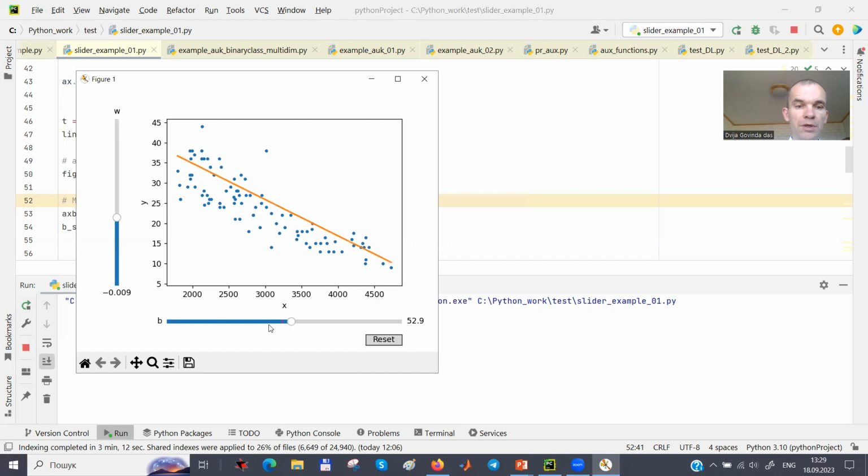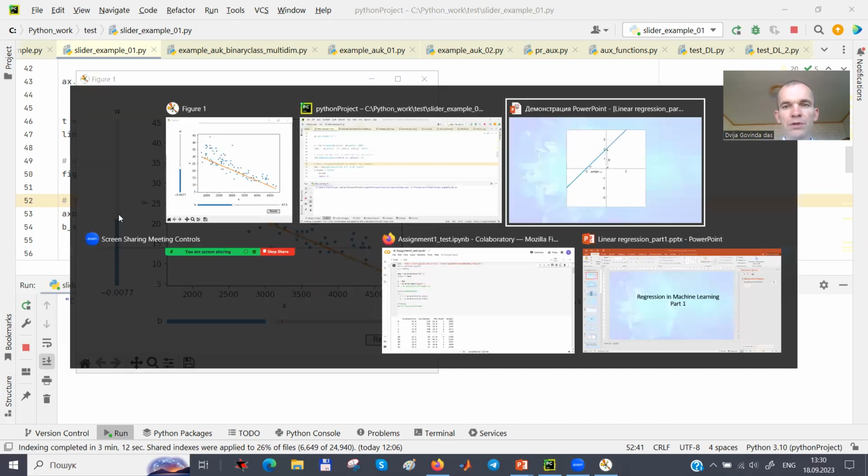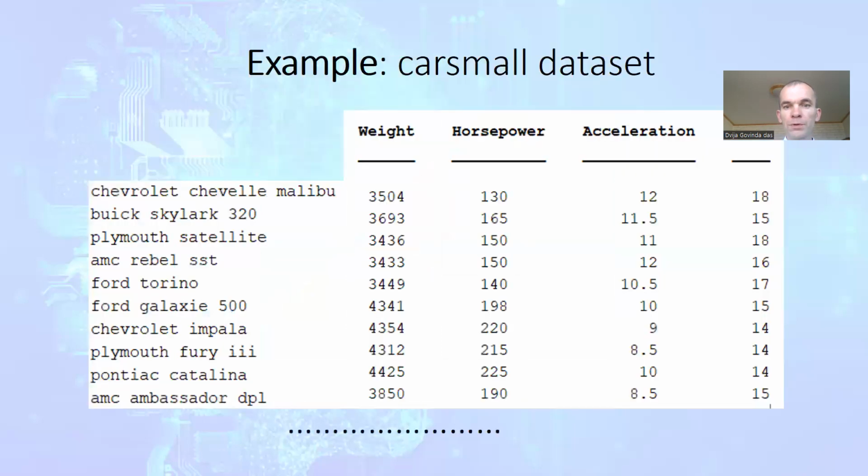Now I'm changing the bias b, and now the change of w, which like a magic wand slides here on this graph. So we're interested in finding some optimal values of w and b, which correspond in some optimal way to our data. Let us consider a specific example.